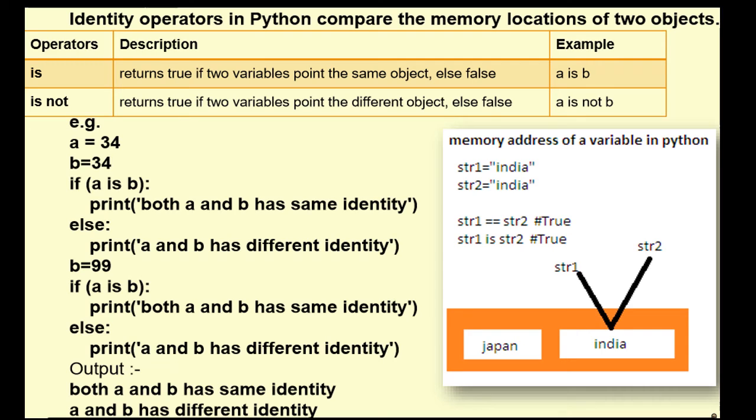See another example. String 1 and string 2 both have the value India. See here, in memory the location of India is shared by both str1 and str2. So the location is shared by the two variables, the same location shared by str1 and str2. So when we check with the is operator, we get the true result.